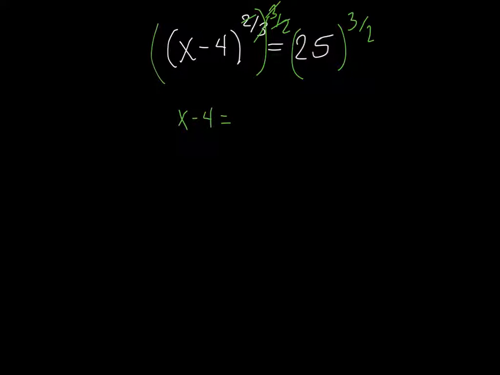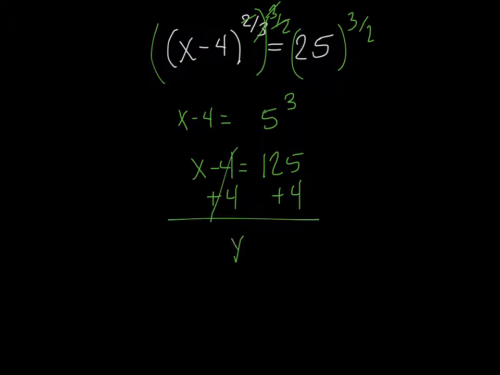On the right-hand side, let's see, I have the square root of 25. The square root of 25 is 5. And then I cube that. So I have x minus 4 equals 125. I add 4 to both sides, and I get x equals 129. And there's my answer. And of course, you'd want to double check that that works out. And if you go through all the work, you'll see that 129 does work.